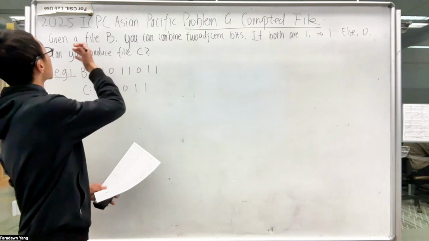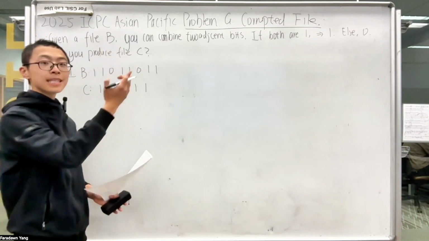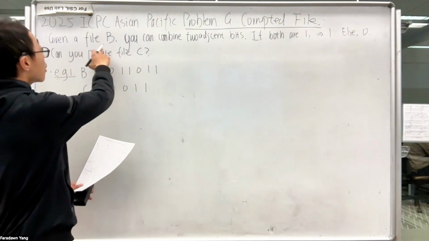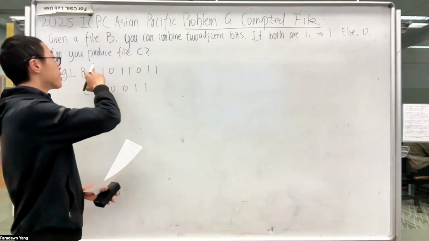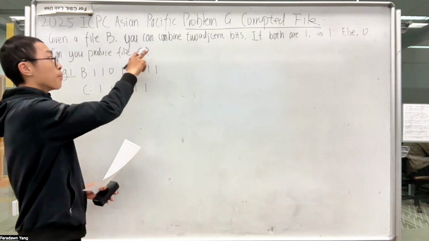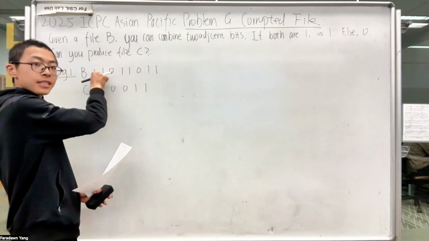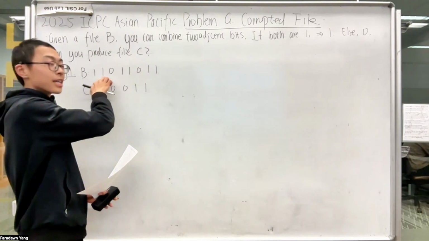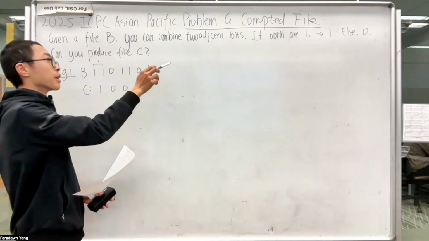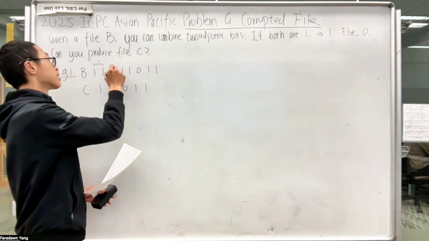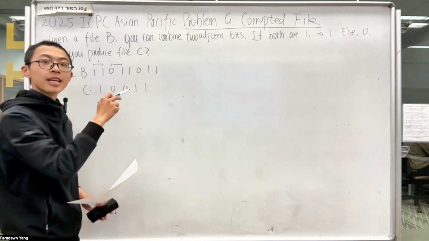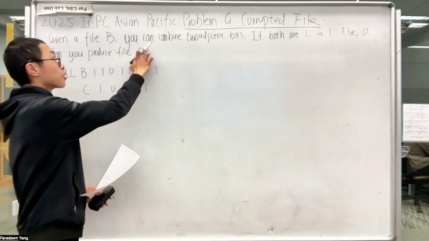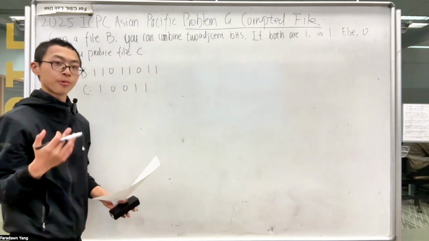Today we will walk through 2025 ICPC Asian Pacific Problem G, Corrupted File. Given a file B, which is made up of 0 and 1 bits, you can combine two adjacent bits into one. If both bits are 1, the result is 1, but if any of them is 0, such as 0 and 1, the output will be 0. Can you produce file C using arbitrary operations?